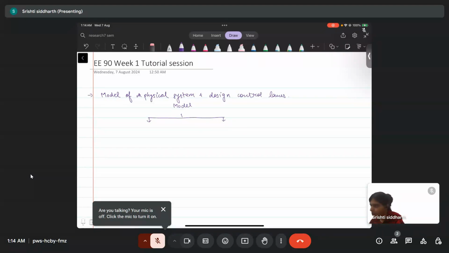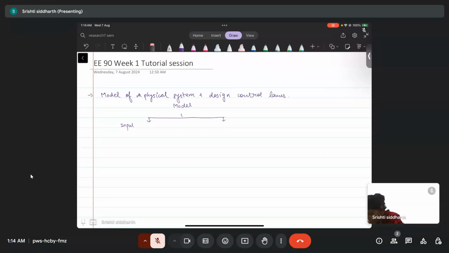classified into two types. So one is the model in which only the input-output relationship is given. So for example, the transfer function. So you have a transfer function block. There is an input u and you measure the output y. So this is also a model of the system.